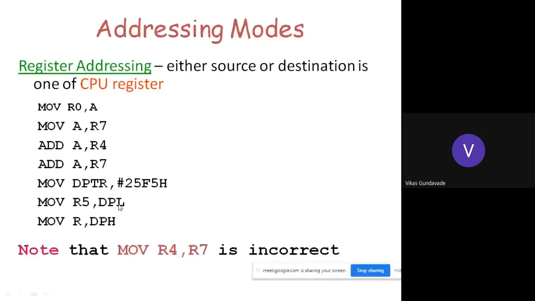So here what is the value in dpl? The value F5 is available in DPL, and value 25 is available in DPH. So without pointing the DPTR, directly we can point DPL and DPH, and we can make the data transfer. Okay. So in this addressing mode, the value from the register is transferred either into the register or into the memory. So this direct data transfer takes place through the register. So no immediate value is available.